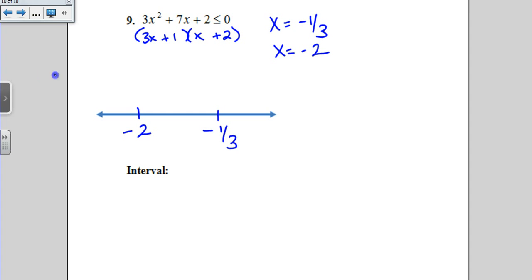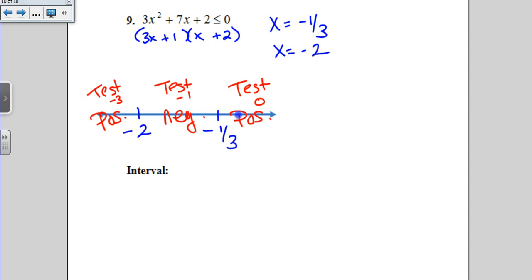And if I start testing some points to the left of negative 2, I'm going to test a negative 3. When I plug in a negative 3, I get a positive answer. So when I plugged it in on my home screen or thought about it, I got a positive number. When I test something between negative 2 and negative 1/3, I'm going to test a negative 1. And I end up with a negative number when I plug in a negative 1. And again, remember, these should always alternate. That doesn't mean you should assume that you did it right. I want you to go ahead and make sure they all test out correctly. Anything bigger than negative 1/3, well, I'm going to test a 0 because that's easy to plug in. And I get a 2, which is a positive answer.